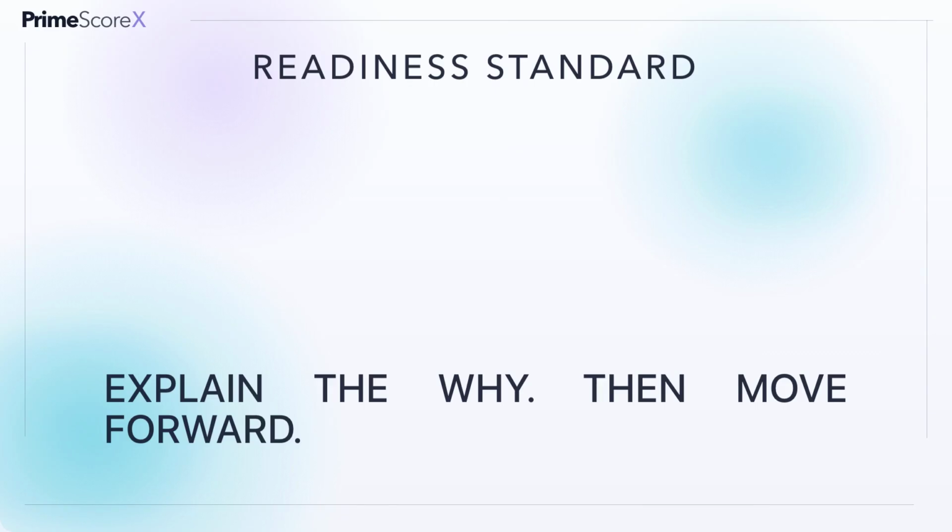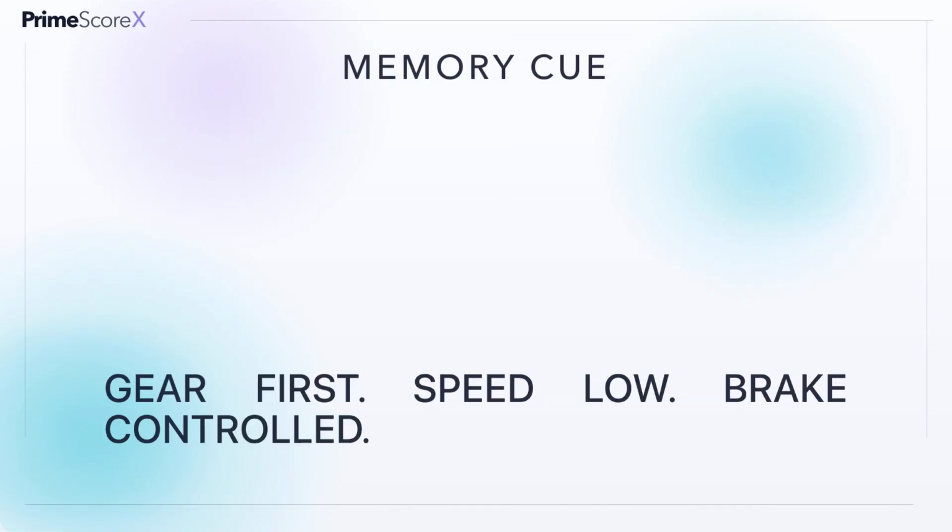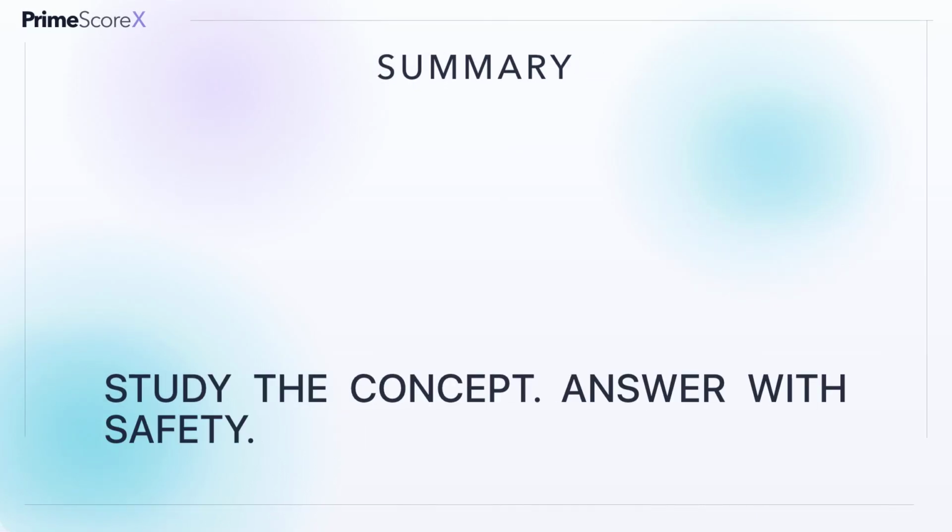You understand this topic when you can explain how to descend without depending only on the service brakes. Use this memory cue: gear first, speed low, brake controlled. Keep it simple. The goal is not to memorize a slogan. The goal is to have a quick mental checklist that helps you recognize what the question is really testing.